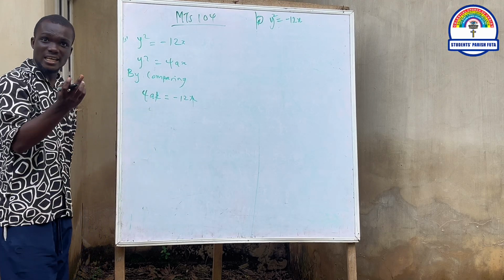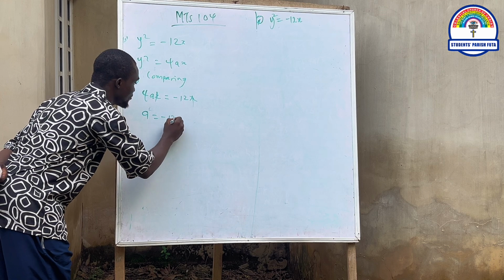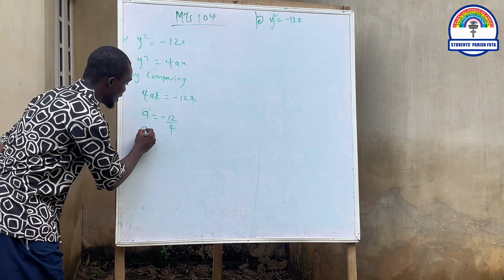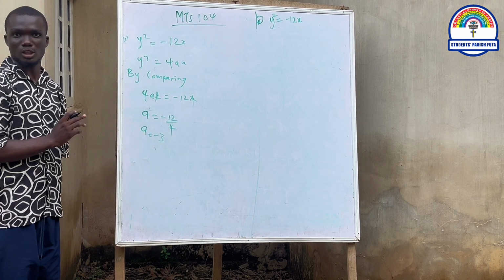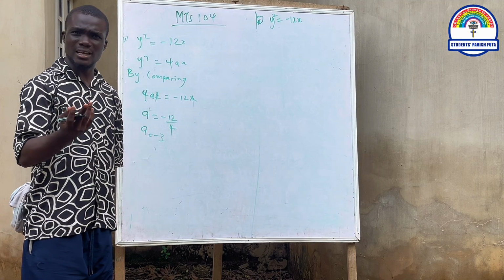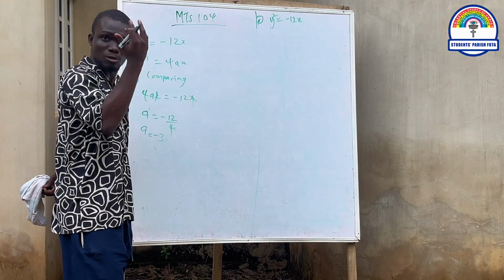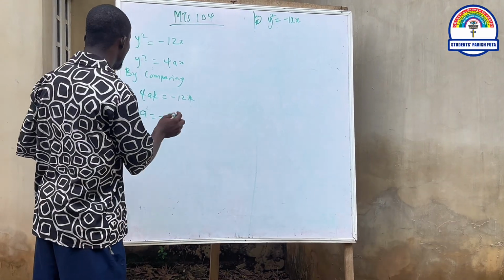So now to make a stand alone, obviously our a is equal to minus 12 divided by 4. And our a is equal to minus 3. Do you understand? So we've gotten our a. So now to get our vertex, we have to know h, we have to know k, we have to know it for focus and for directrix also. And now we need to get our vertex.